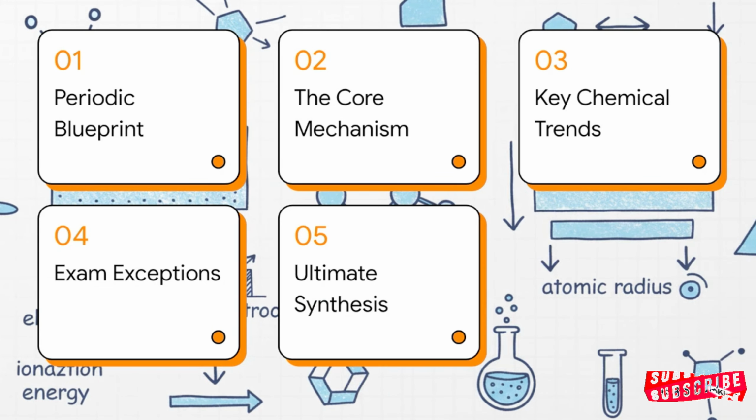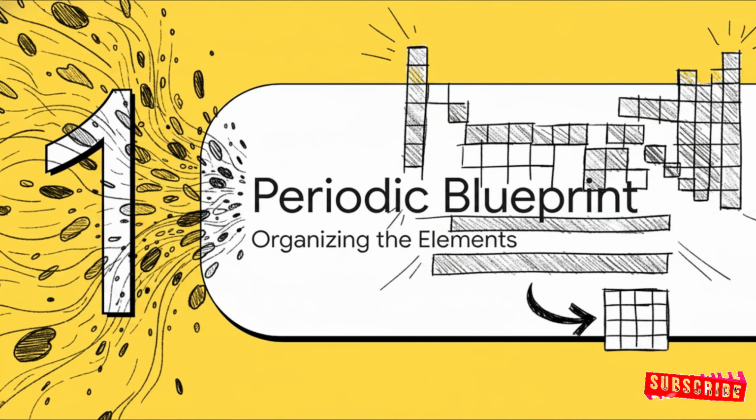So here's our game plan. We'll start with the periodic blueprint, then we'll unlock the core mechanism. From there, we'll use that to define the key chemical trends, tackle those tricky high-yield exam exceptions, and finally tie it all together in the ultimate synthesis, a nice logical checklist to get you perfectly exam ready. Kicking things off with Part 1, the periodic blueprint, organizing the elements.